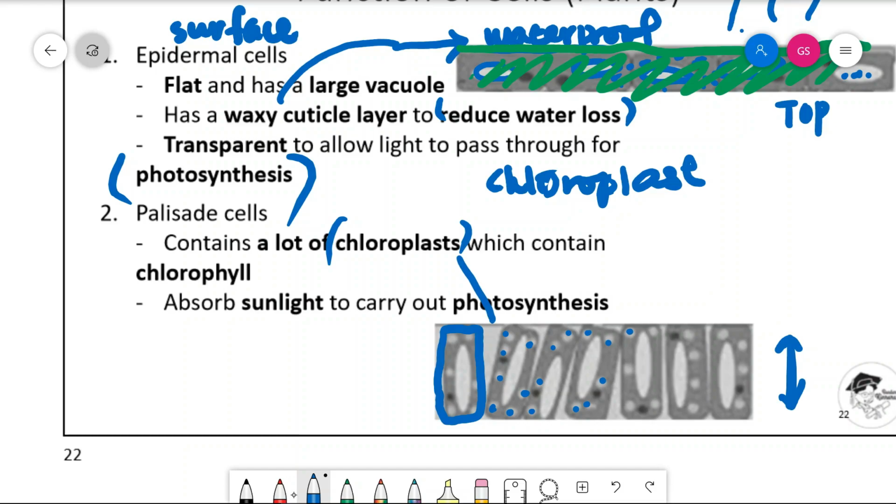Why? Because this palisade cell is underneath the epidermal cell. Once the sunlight shines through into the leaf, it is going to reach the palisade cell. And at the palisade cell, that is the best location for it to absorb the sunlight. So the chloroplast will be there to contain a lot of chlorophyll. This is the function: absorb sunlight to carry out photosynthesis, to make food, to survive so that the leaf can be healthy and continue living. Okay, so that's the first layer, second layer.